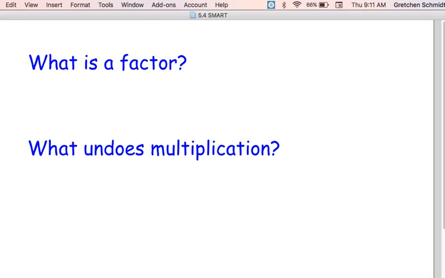What are factors? What are the factors of 10? 2 and 5, because 2 times 5 is 10. Factors are what you get when you multiply things together, but you can also think of it as division. 2 and 5 are factors because they divide 10. Is 3 a factor of 10? No, because if you were to divide it, you would get a remainder. So how does division help us with factoring? Factoring is multiplication, and what undoes multiplication?